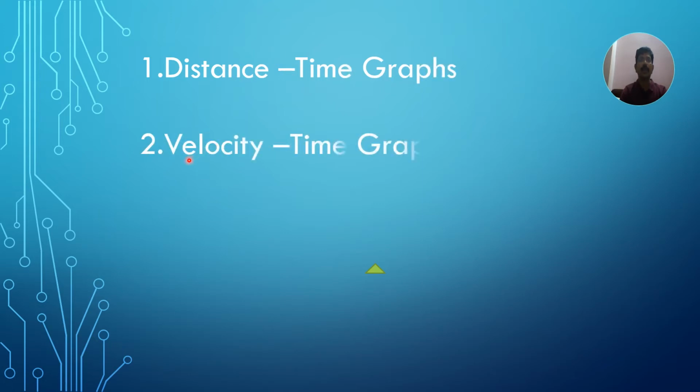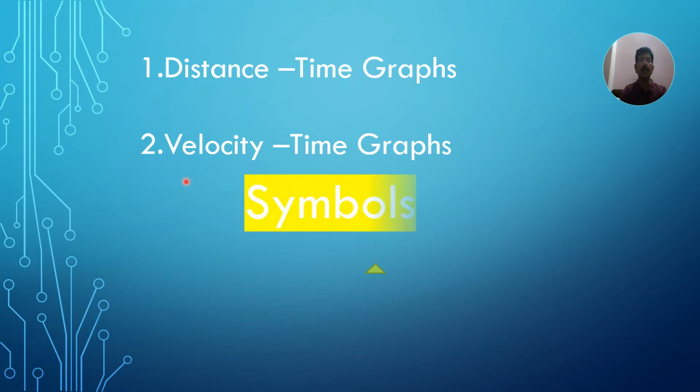The second one is the velocity and time graph. This graph is drawn by taking time on the x-axis and velocity on the y-axis. Are you clear about that? So we can represent motion using graphs. There are two types of graphs we are going to discuss in this session: one is the distance time graph and the second one is the velocity and time graph.